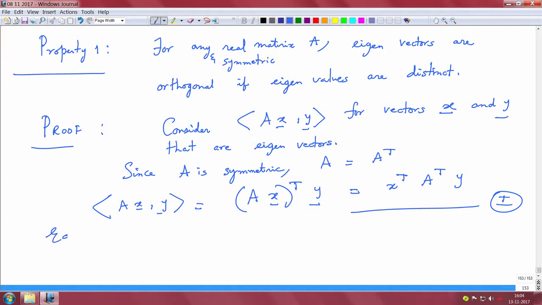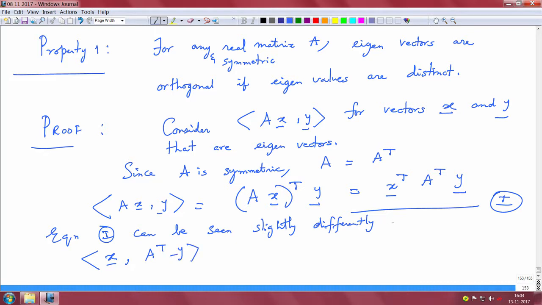Now, equation 1 can be seen slightly differently, right. So, you can see this as X dotted with A transpose Y. By our definition, you transpose this and multiply with this, right? That is what we did here. We took AX, we transposed it, and we multiplied it with Y, and we got this, right? I can interpret it like this, X with A transpose Y. But this is a symmetric matrix, A transpose equals A. I can write it as X with AY, right? So, AX with Y is the same as X with AY if A is a symmetric matrix, okay.